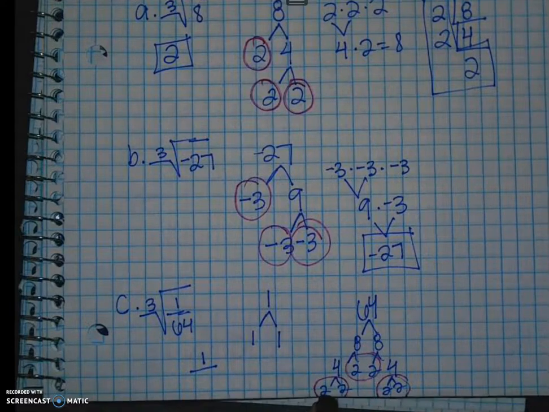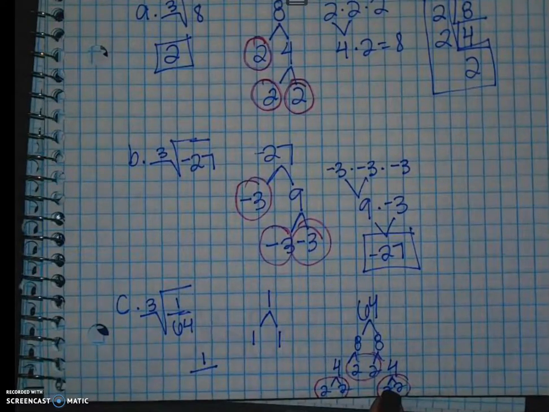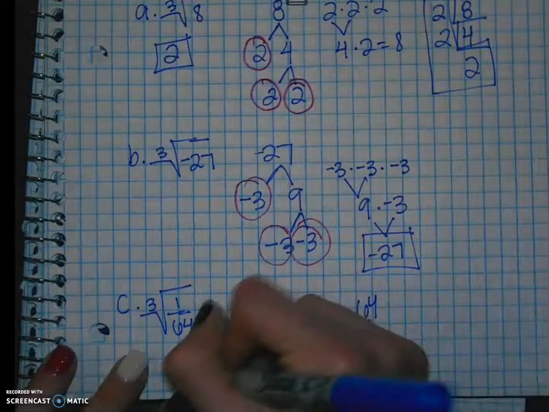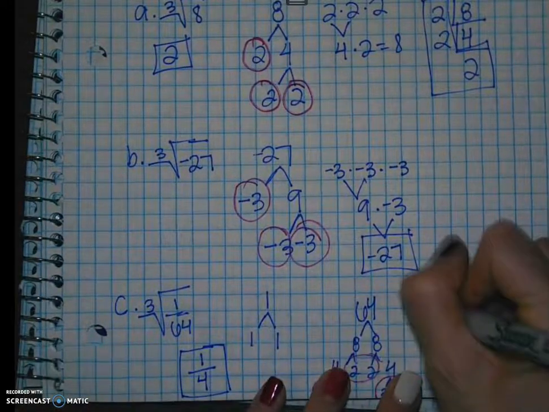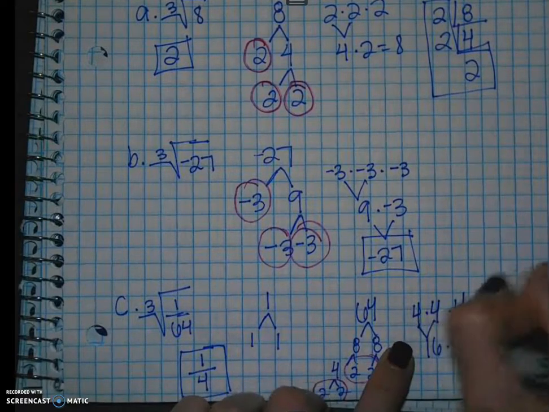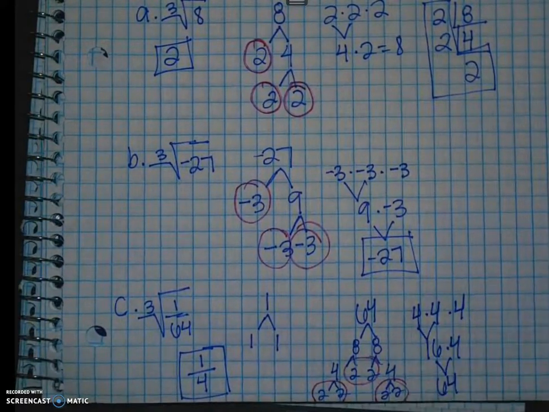So that means you have 2 times 2, which is 4, 2 times 2, which is 4, and 2 times 2, which is 4. So that means the cube root of 64 is 4. And to prove that, 4 times 4 times 4. 4 times 4 is 16. 16 times 4 is 64. Okay? So make sure you have that written down, and then we're going to talk about evaluating expressions with cube roots.